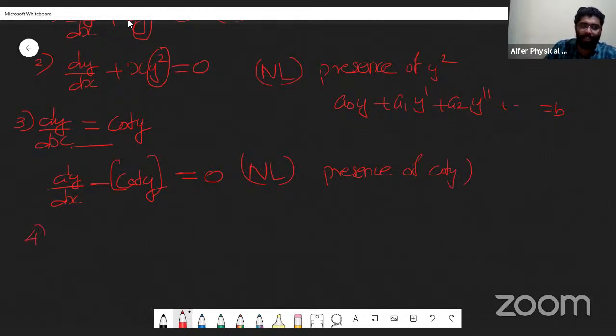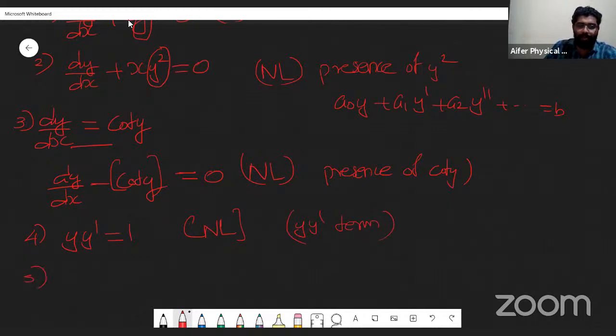Okay, next one, a simple one. y prime equal to 1. Of course, it is non-linear. Why? Because the coefficient is a function of y. So non-linear because of the y prime term.